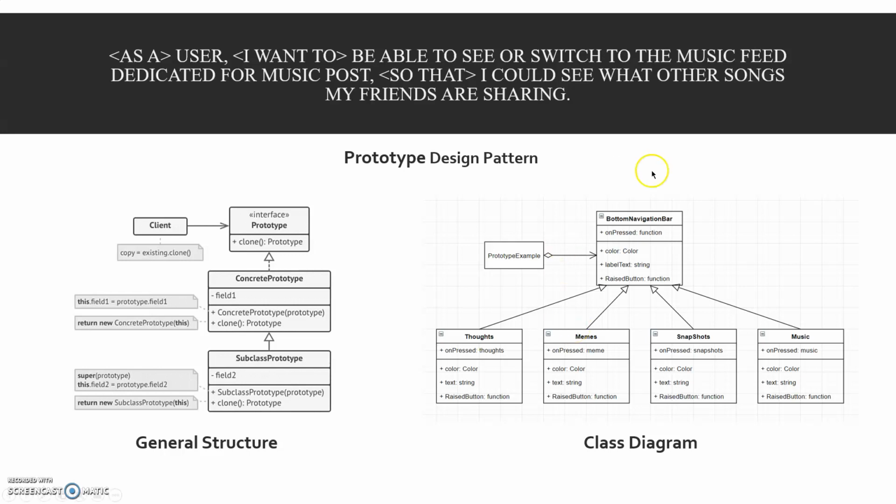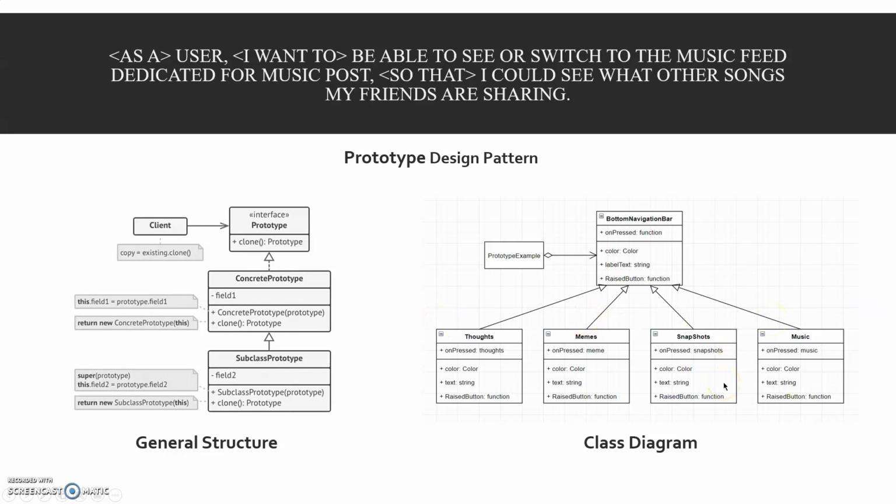So basically we have the bottom navigation bar here, and then it has the on press function, its color, label text, and raised button, and it basically clones itself by adding 4 more, which is what we use for our contents tab in our Simso app. We have the thoughts bottom navigation bar. We have the memes bottom navigation bar. We have the snapshots bottom navigation bar, and the music bottom navigation bar, which are kind of the concrete prototype or the subclass prototype.